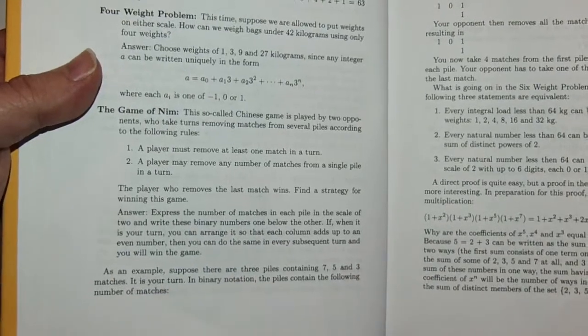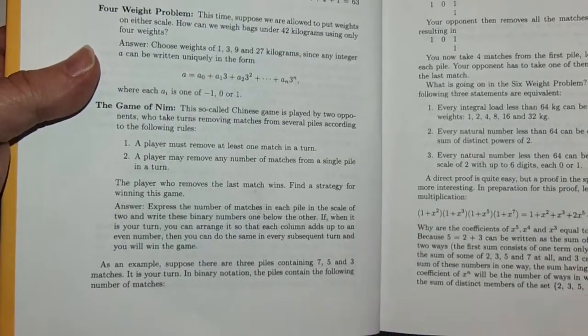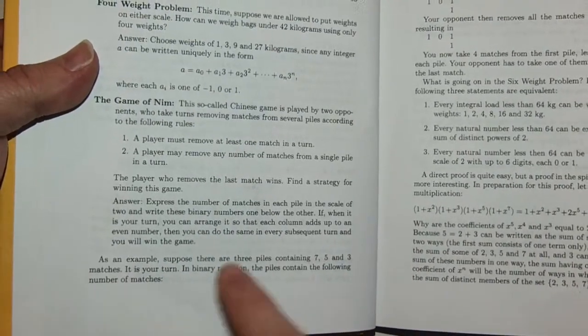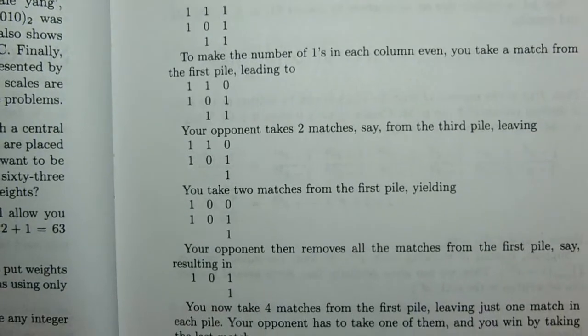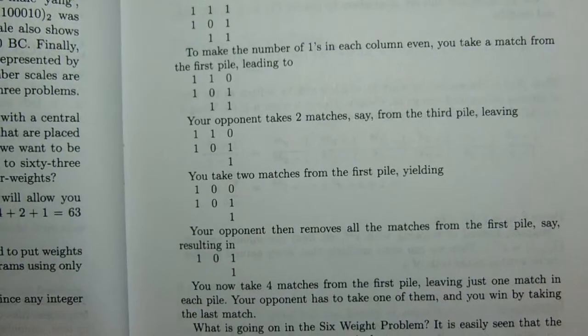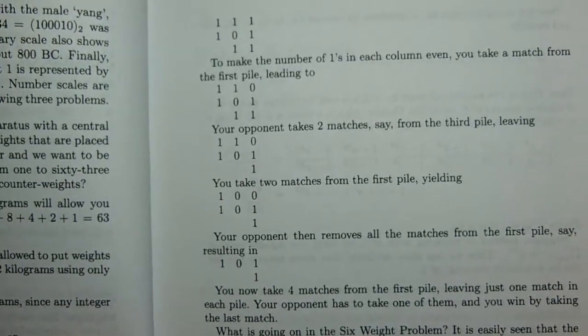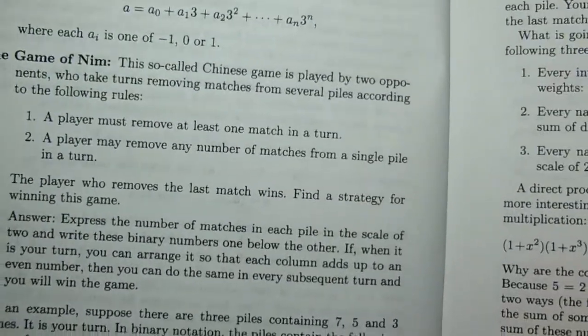If, when it is your turn, you can arrange it so that each column adds up to an even number, then you can do the same in every subsequent turn and you will win the game. I'm not going to go through an exact example of how this works, but you can pause the video and have a look at this.